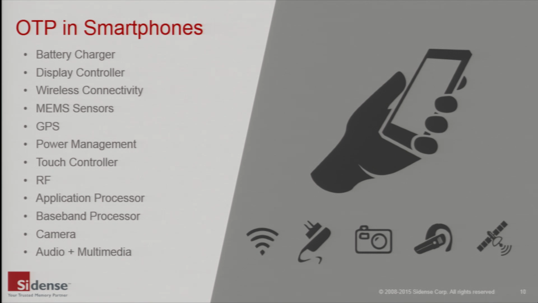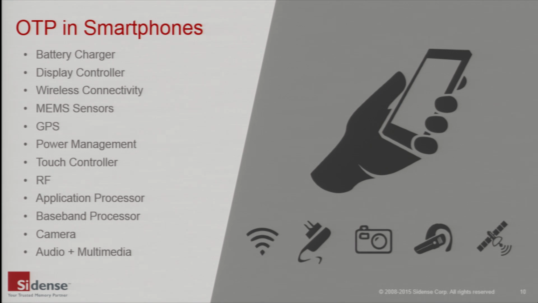It also shows more than 25 different major ICs on the main board, many of the components similar to the ones on our list. Nearly all of these devices on the phone have a need for OTP for the applications we discussed before: storing trim, configuration, secure keys, or calibration settings.